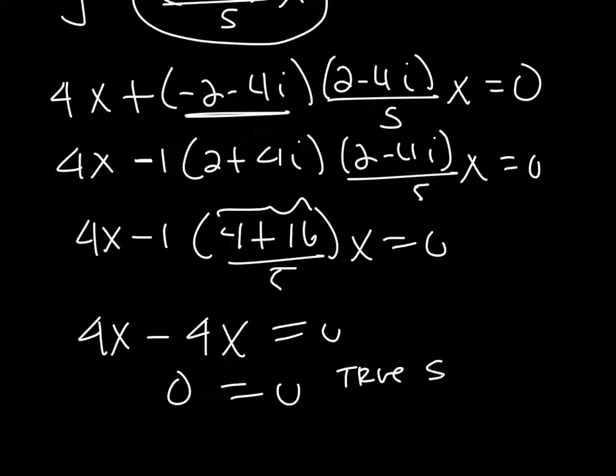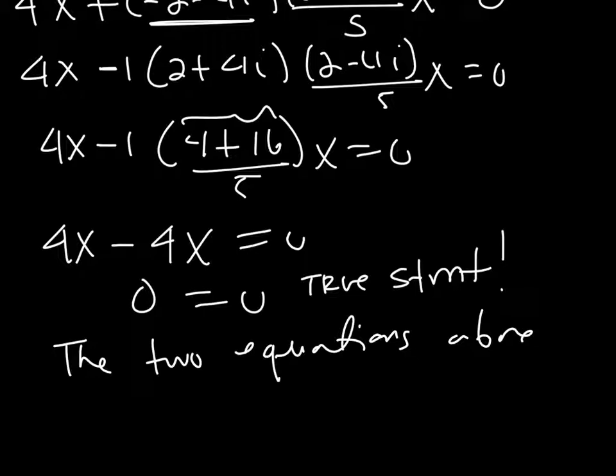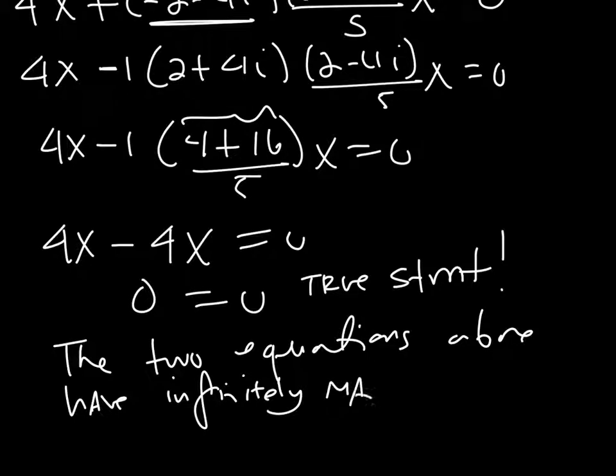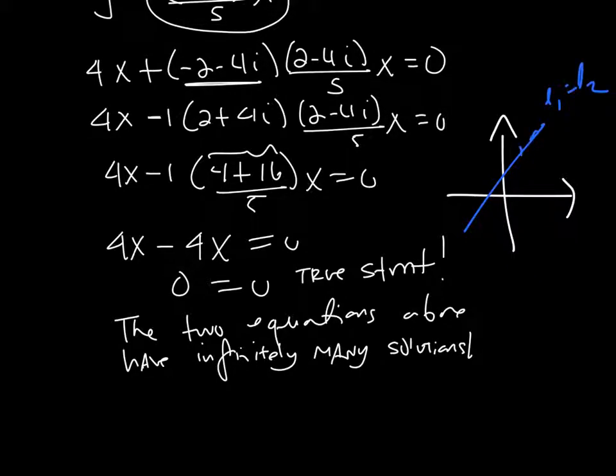So this is a true statement, which means the two equations above have infinitely many solutions. Now it's hard to graph this because we're working with complex numbers again on the imaginary axis. But if this was real numbers, you're graphing the line, let's say that was line 1, and you graphed the other line, well, it would be the same line. So they have the same solution set.